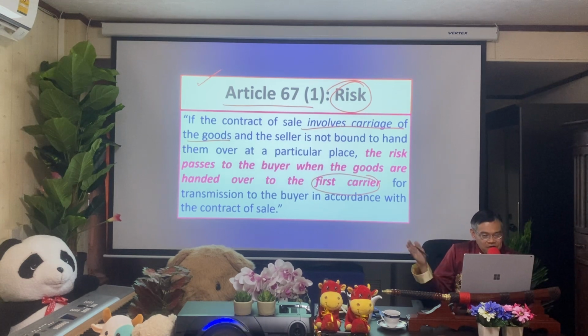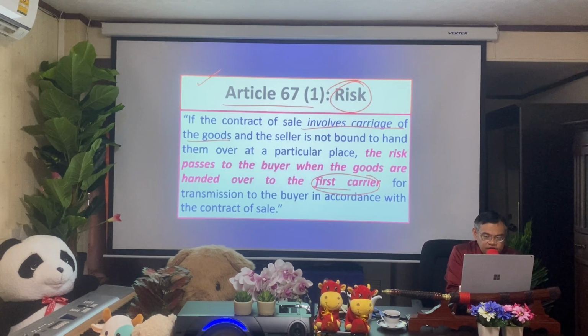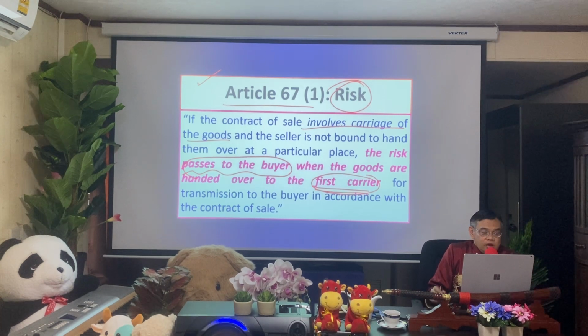According to Article 67(1), once the seller hands over the goods to the first carrier, the risk of loss or the risk of damage passes to the buyer. If the goods are damaged or lost, the buyer will have to bear that damage or that loss, simply because the risk has already passed to the buyer.